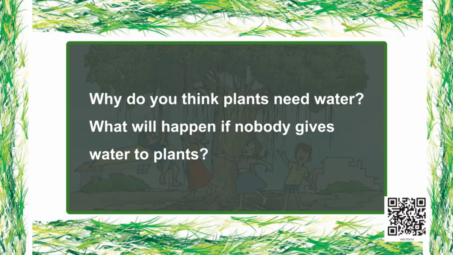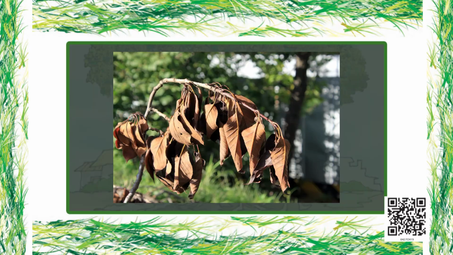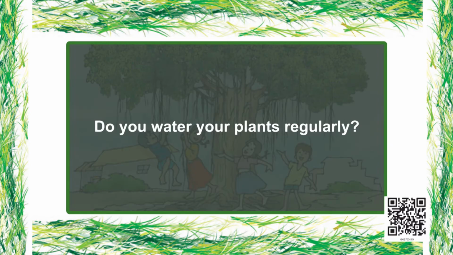As it rained in Abdul's garden, all plants received plenty of water. Why do you think plants need water? What will happen if nobody waters the plants? Plants need water to grow. If nobody waters the plants, then the leaves dry off and will become a dead plant. Do you water your plants regularly?